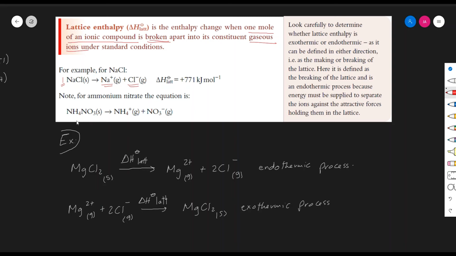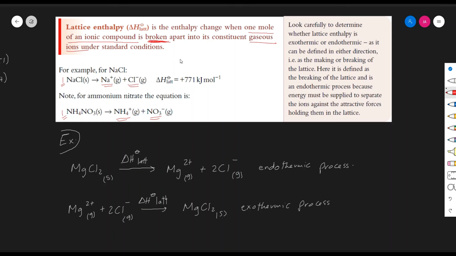The bonding is between 2 polyatomic ions, the ammonium ion and the nitrate ion, and it exists in the solid state. Thus, the energy required to break 1 mole of an ionic solid into its constituent gaseous ions, as you can see here, is called the lattice enthalpy. Lattice enthalpy here is defined as the breaking of an ionic bond, but it can also be defined as forming an ionic bond from the gaseous ions. I've stated this example over here.